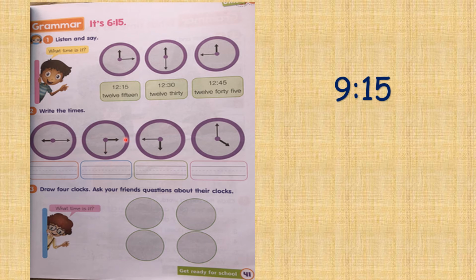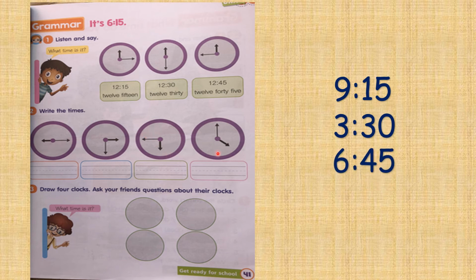So that means this is 3:30. Next, this hour hand is facing number 6, and the minute hand is facing number 9. So that means this is 6:45.